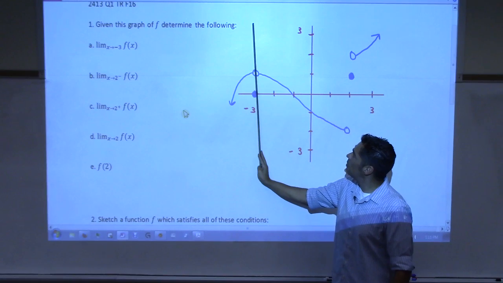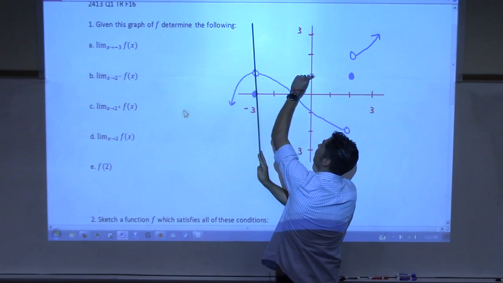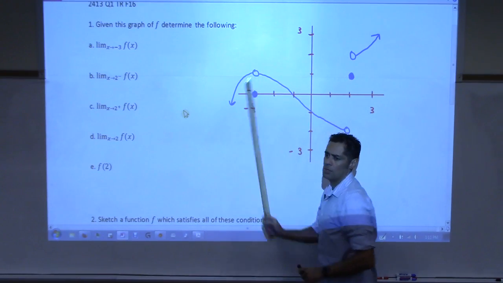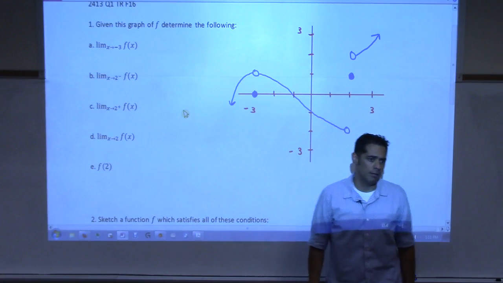So from the left, where is this headed? A y value of 1, and from the right, it's headed to 1 also. So the answer for A is 1.